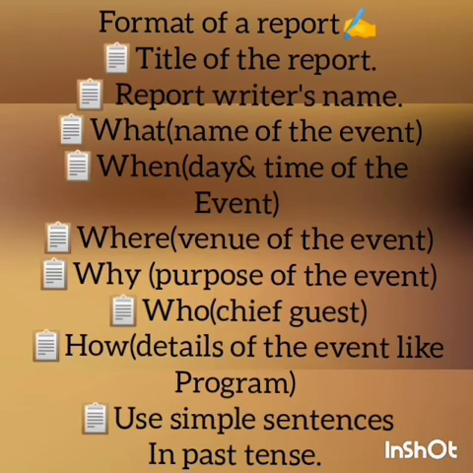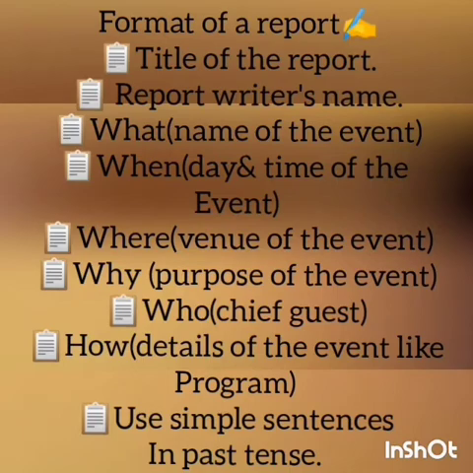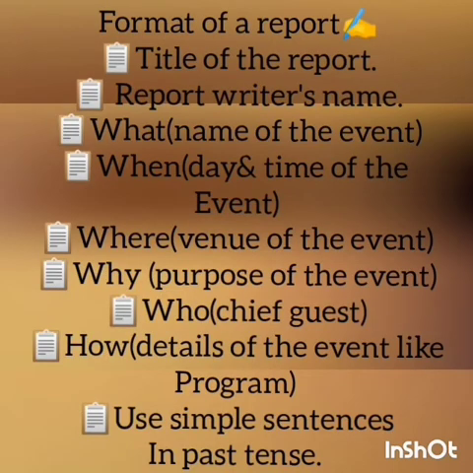Next, name of the event, and the time and the date should be mentioned clearly, and the place where it has occurred and the purpose of the event. For example, if you are going to report about a sports day celebration of your school, then you have to explain who is the chief guest and what are the programs, and all the details should be mentioned clearly. Above all, these things should be recorded in simple past tense, because you are writing a report of what has happened or completed in the past.